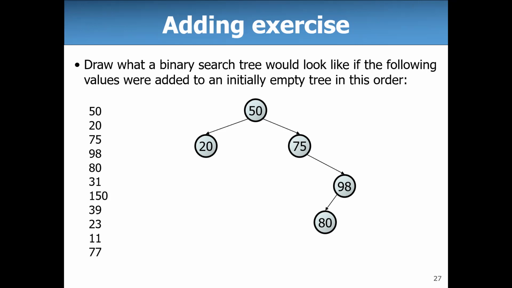31. Where will 31 go? Right of 20. 150. That's easy. All the way right to 98. 39, where will 39 go? Right of 31. 23. Left of 31.